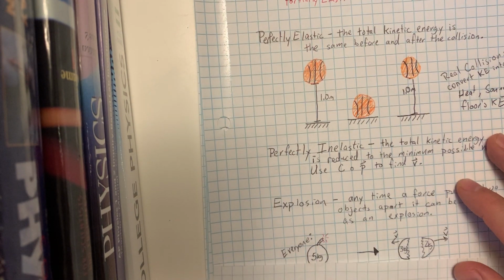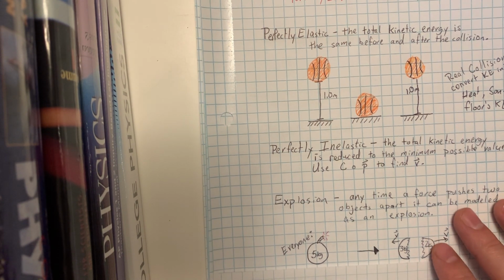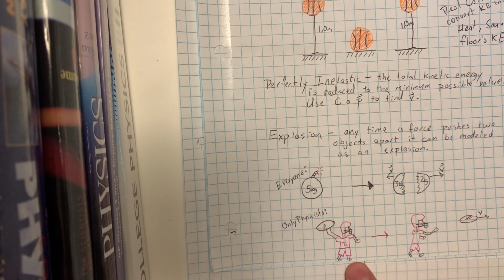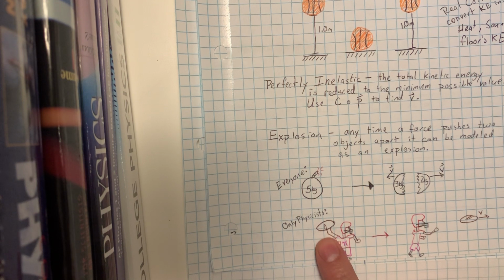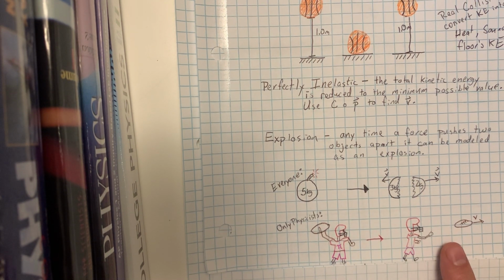Physicists would say, well, actually everyone would say, if I have a bomb, that's me trying to draw a bomb, and it explodes into two parts, we would go, oh, that's an explosion. Physicists, on the other hand, would go, if I've got a quarterback holding a football, and then the quarterback exerts a force on the ball and throws it, the quarterback and ball exploded. That's a weird thing physicists do.